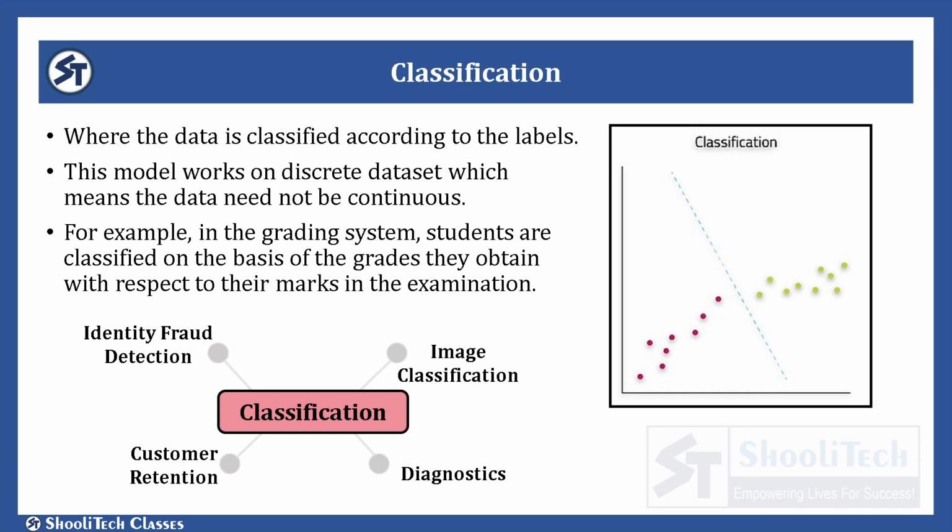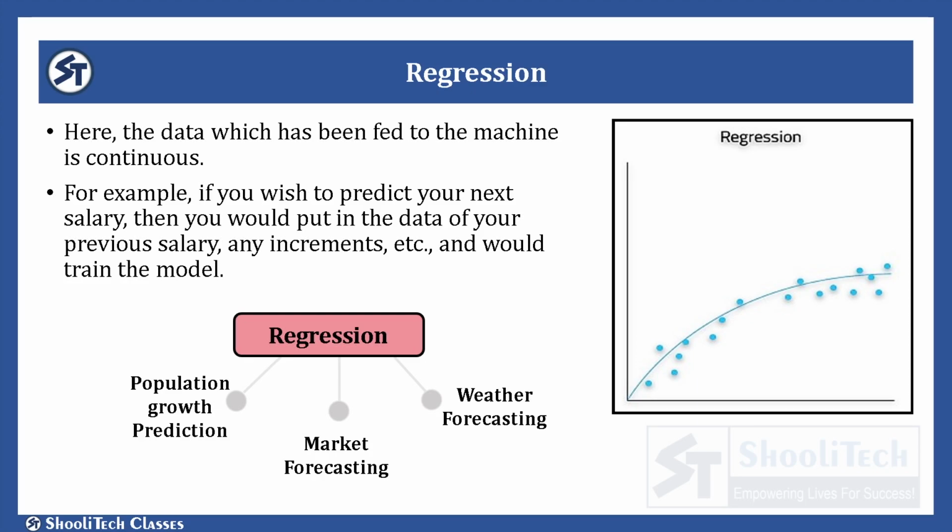As we can see in the diagram, red dots represent one class of labeled data and yellow dots represent some other class of labeled data. So, some of the examples where classification algorithms are used can be fraud detection, image classification, consumer retention, or diagnostics. Now, the second type of algorithm that is used in supervised learning models is the regression algorithm.